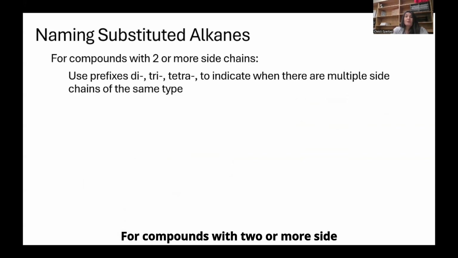For compounds with 2 or more side chains, you use prefixes such as di, tri, tetra to indicate there are multiple side chains of the same type. So di is 2, tri is 3, tetra is 4.